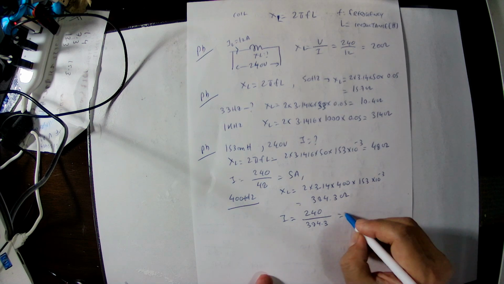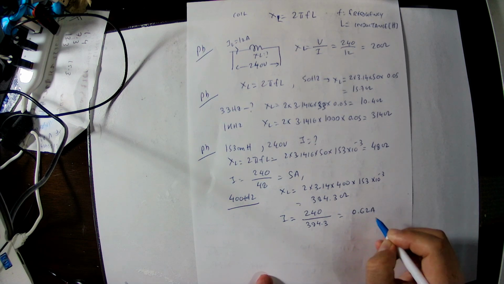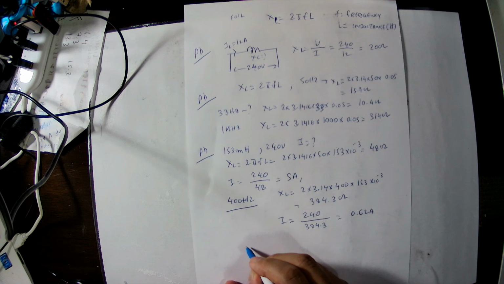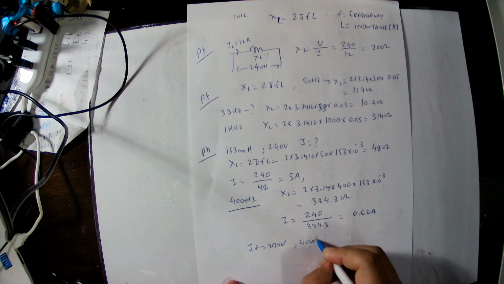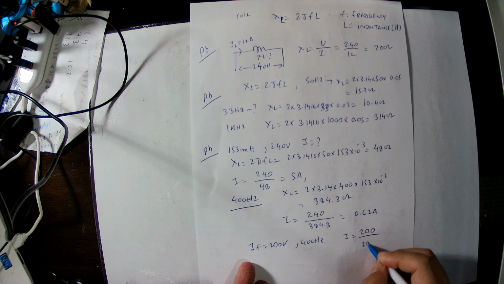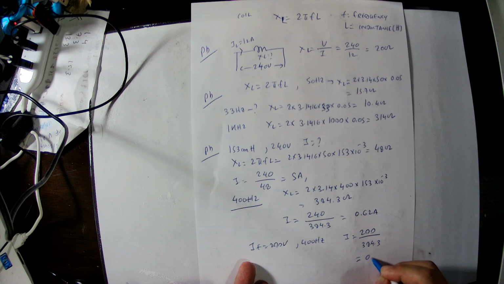If the supply voltage is 200 volt, 400 hertz, how much current? In this case, I can calculate 200 divided by 384.3, and you get 0.52 ampere. So this is the way we calculate. In this case, inductive reactance depends on the frequency. When you change the frequency, inductive reactance will change. So the supply voltage divided by inductive reactance gives the current drawn from the supply.